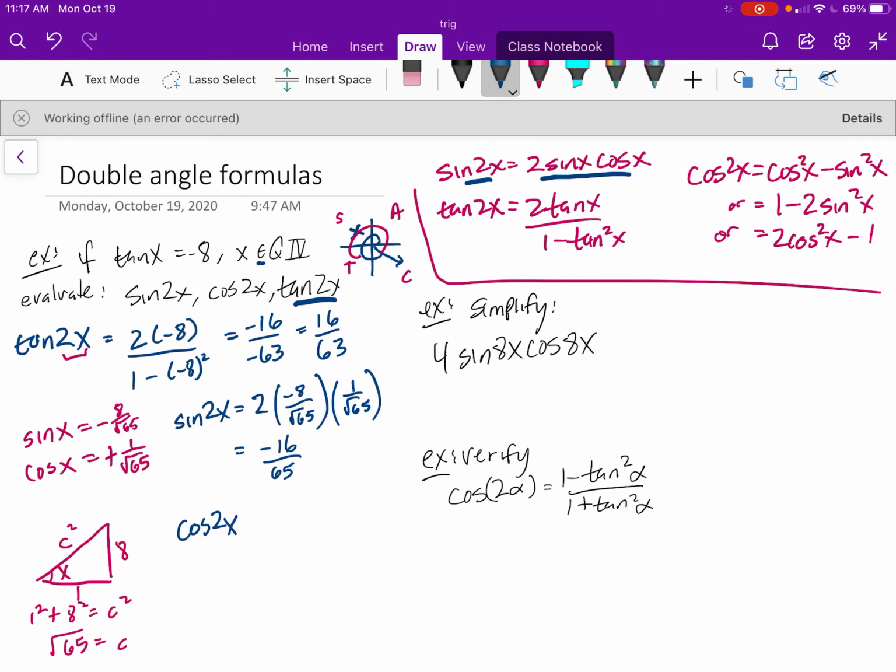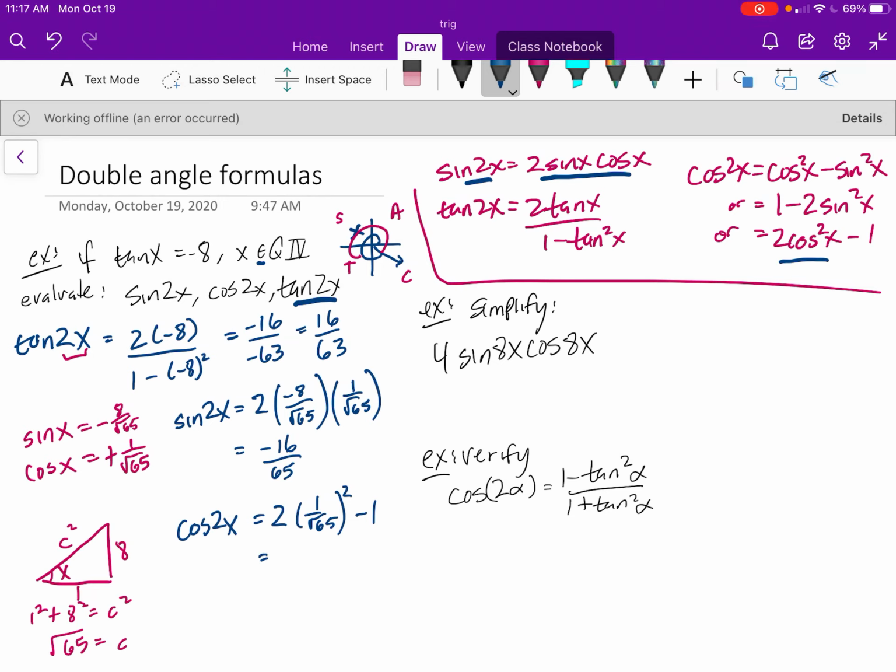So cosine now, there are 3 formulas over there. Really, it's just pick whichever one you like the best. I guess I like the bottom one the best, only because I only have to do cosine squared once, and cosine is 1 over square root 65 as opposed to sine, where it's 8, but again, it won't matter. Any one of those 3 formulas will yield the same result. So cosine 2x, I take 2 multiplied by cosine squared, so 1 over square root 65 squared, minus 1.